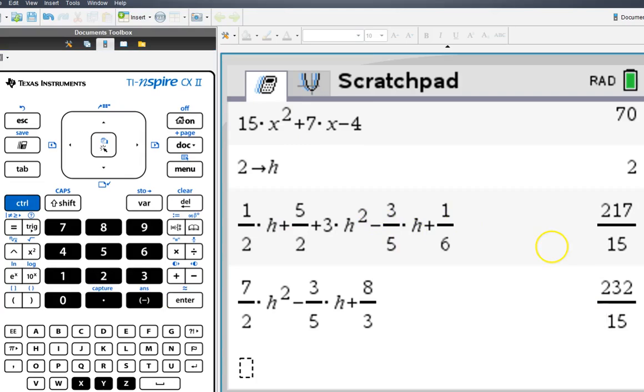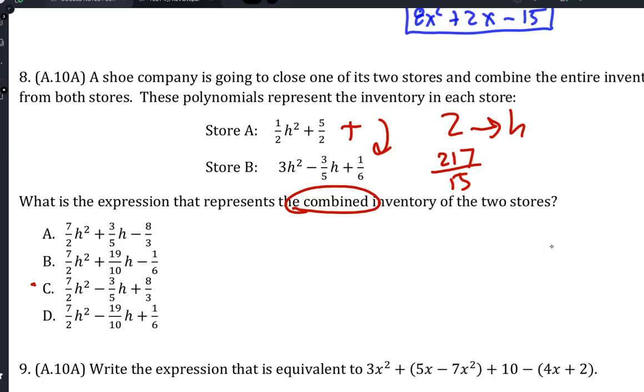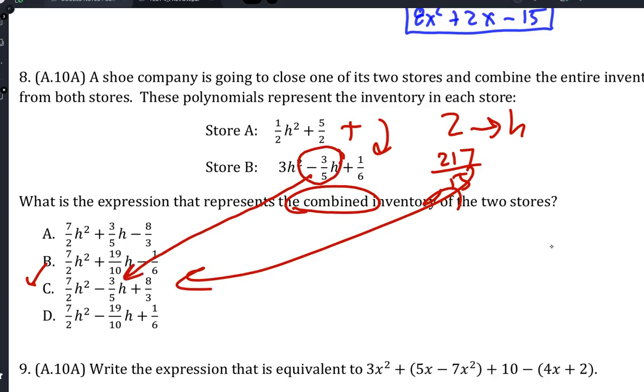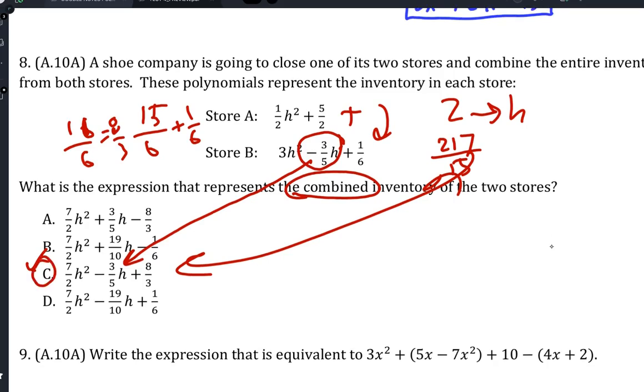Okay, you will not have one like this on the test with the fractions on it, okay? But C should work. Just check this off as C working, because this is the only one that has the minus 3 over 5h. That has to match up. This would be 15 over 6 plus 1 over 6. That's going to be 16 over 6, which is 8 over 3. That should work. All of those match up. 7 over 2h squared minus 3 over 5. I don't know why that doesn't work, but C would be the right answer on that problem.